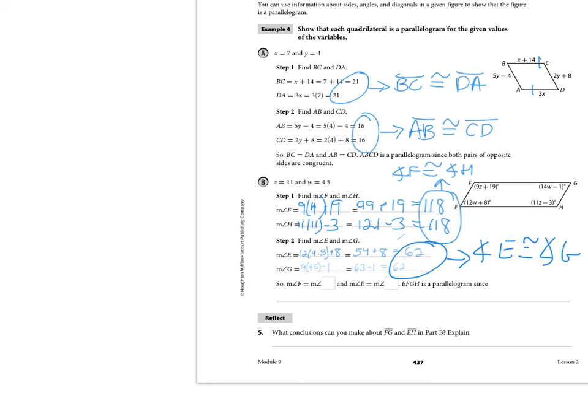So since the measure of angle F is the same as H, in that first block there, and since the measure of angle E is the same as the measure of angle G, then we can prove that it's a parallelogram since both pairs of opposite angles are congruent. Okay, so we've just numerically verified whether a figure is a parallelogram or not.